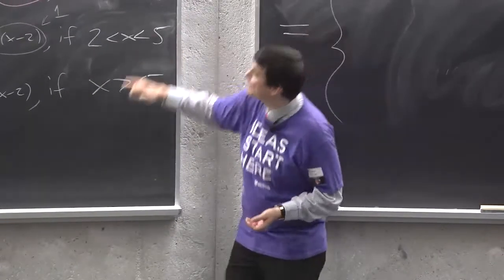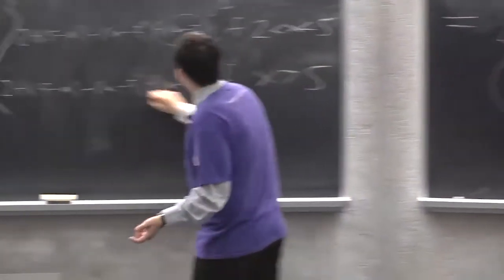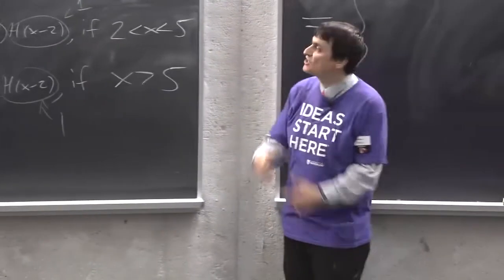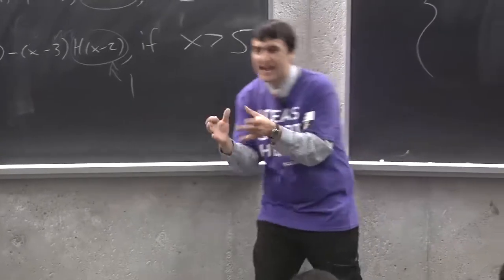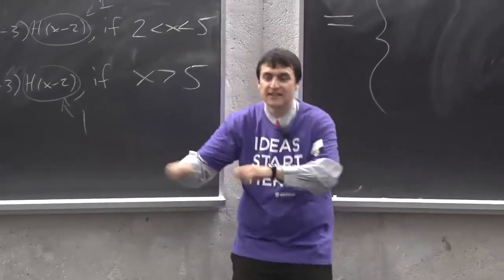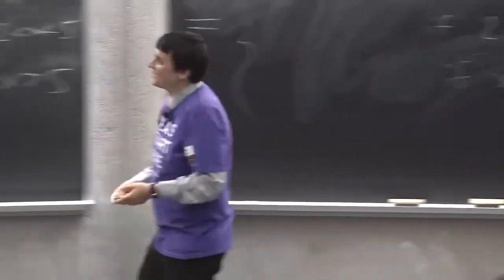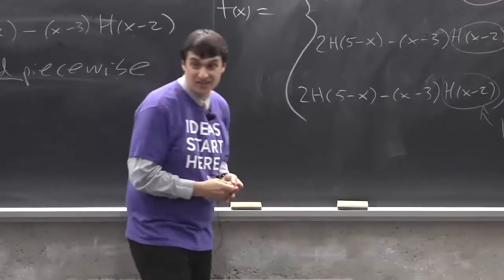And if x is even larger, greater than 5, it's still greater than 2. So this h of x minus 2 is still 1. So it's kind of like this h of x minus 2 was a surprise party waiting with an x minus 3 attached to it until 2 o'clock, and then here I am, and then it just stayed there for the rest of eternity, right? Okay, and now this other piece, this is back to your observation.